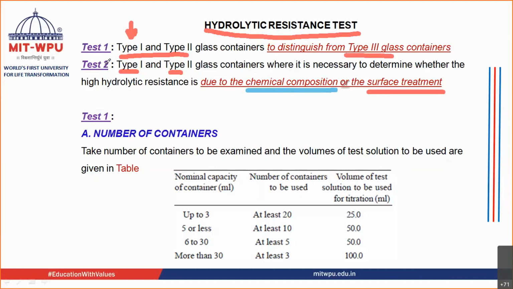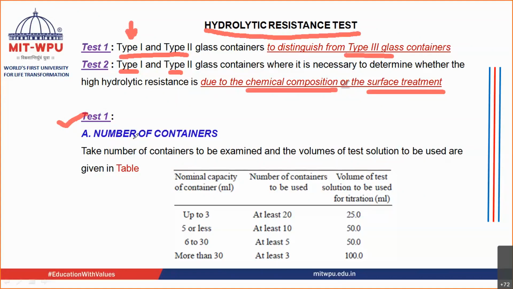So test 1 differentiates between type 1, type 2 and type 3 glass. So you separate type 3 from type 1 and type 2, whereas test 2 differentiates your type 1 and type 2 glass. If you want to remember it in your own terms, that is how you can remember it. So let us go for the type 1 class.